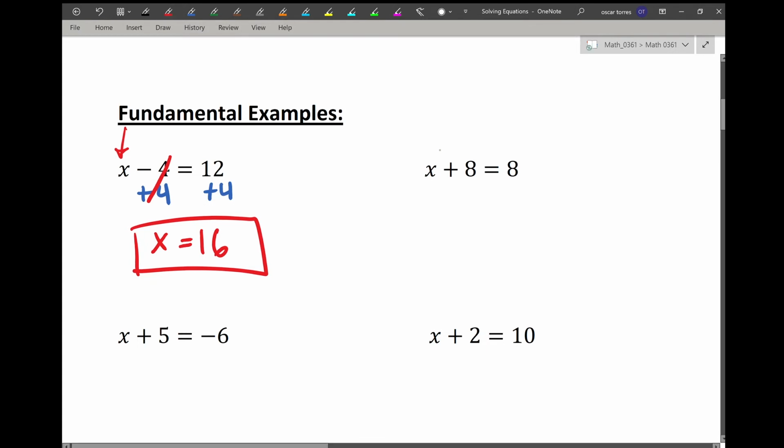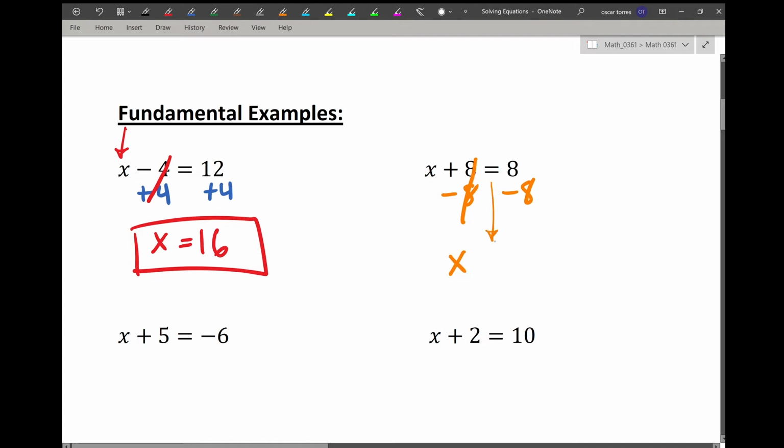For the next problem, I'm going to work this out. We have x plus 8, and that's equal to 8. To get the x by itself, we look at what's happening. X is being added to 8, so we are going to subtract 8. And what we do to one side, we do to the other. So I put a minus 8 on the right side. On the left-hand side, 8 minus 8 gives me a 0. We can just cancel them out. And it leaves me with an x.